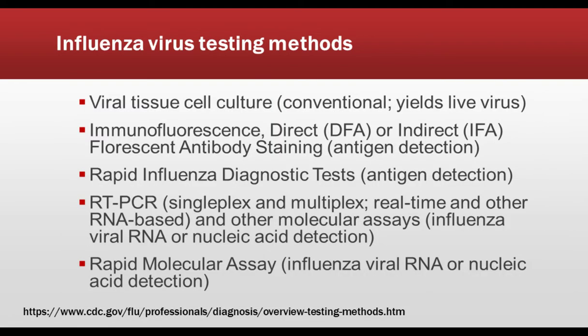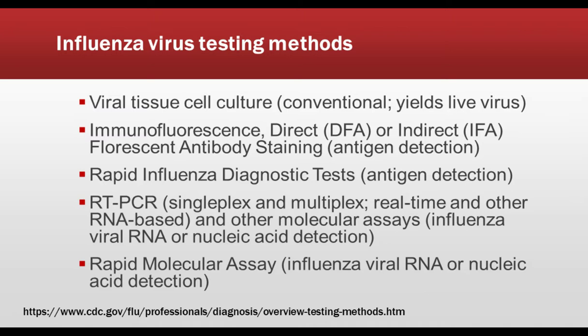As all of you know, we've got a wide variety of influenza virus testing methodologies, and these have evolved over time. Classically, viral tissue cell culture was the gold standard. It yields live virus. The major drawback, of course, is the time. You're not getting results oftentimes. The rapid culture techniques obviously improve that, but you're not getting it when you most want it, where it's going to have the biggest impact on clinical management.